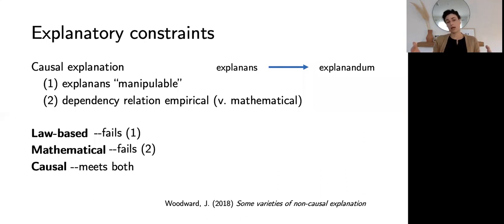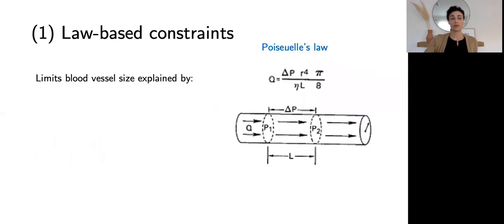So this gives us a snapshot of what I'm going to argue for in more detail in the rest of my talk today. So what I'll do is I'll look at these three different explanatory constraints, and I will examine them with respect to various examples in order to further clarify this framework that I'm suggesting here in this slide. So I'll get things started with a discussion of law-based constraints. And I'll actually start us off with an example of developmental constraints.